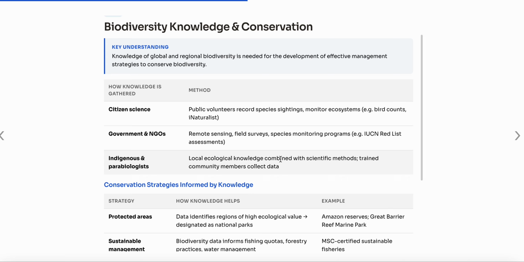We can also gather information from governments and NGOs, who do remote sensing and field surveys, and monitor a particular species to see whether it is in an endangered or critically endangered zone, and then put in efforts to conserve it. Another method is through indigenous people and parabiologists, where we gather local ecological knowledge, combine it with scientific methods, and train community members to collect data.